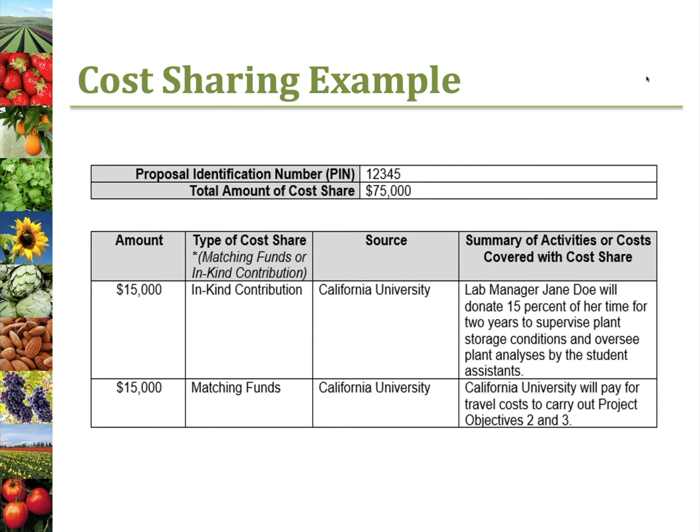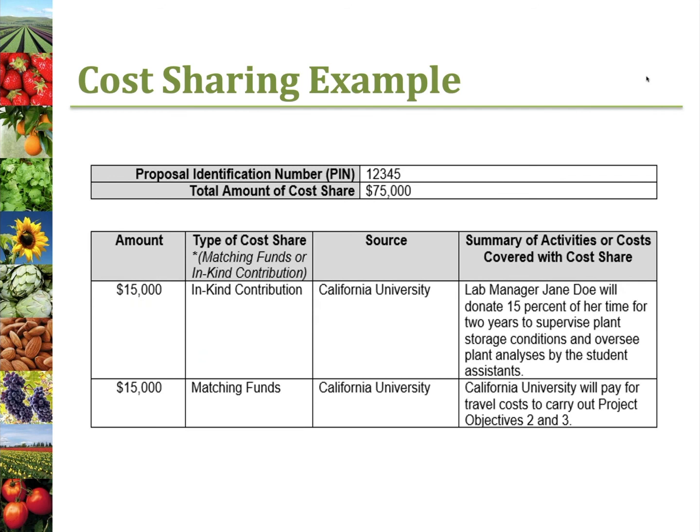Under the amount, list the dollar amount committed to your project from a source other than the SCBGP or the estimated dollar value of time, property, or supplies donated to your project. Under type of cost share, simply type in matching funds or in-kind contribution as appropriate for the amount listed. Under the source, type in the organization or individual supplying the cost share. And under summary of activities or costs, indicate the activities or costs the cost share will cover. And note that rows may be added or removed as necessary.